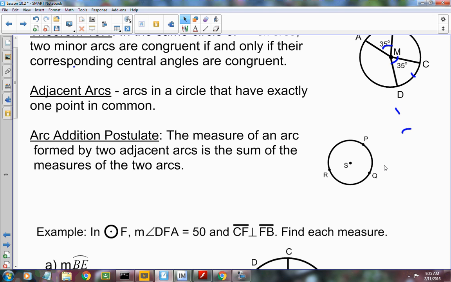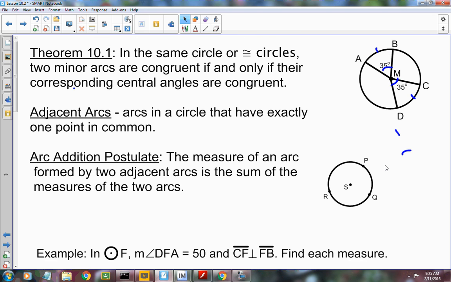All right, now, adjacent arcs. Adjacent arcs are kind of like adjacent angles. They're right next to each other. Adjacent angles share a ray or a side. Adjacent arcs only share a point. So, like this arc here and this arc here are adjacent because they share this point C. That's the only thing that they share. So that's considered adjacent arcs.